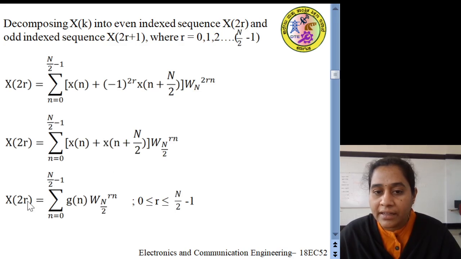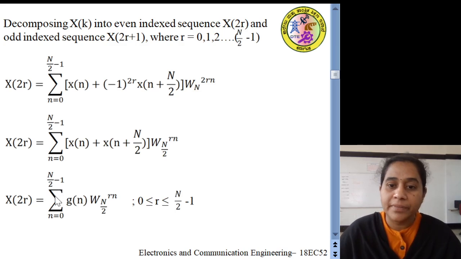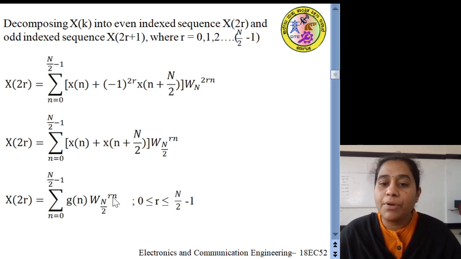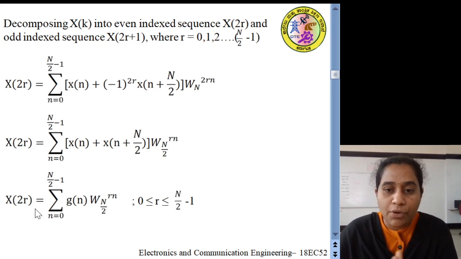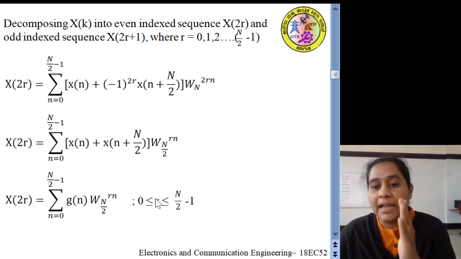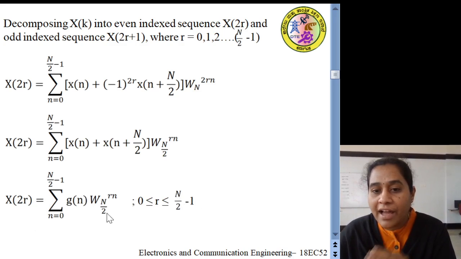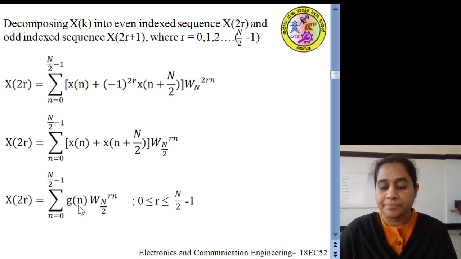We can replace the term within this bracket with g of n. Then X of 2r will be equal to summation n varying from 0 to N by 2 minus 1, g of n into WN by 2 raised to the power of rn, for all values of r varying from 0 to N by 2 minus 1. So our X of 2r is now representing the N by 2 point DFT of g of n.